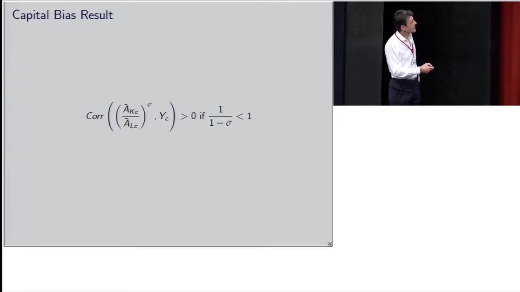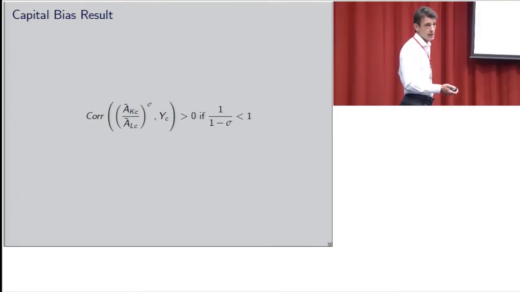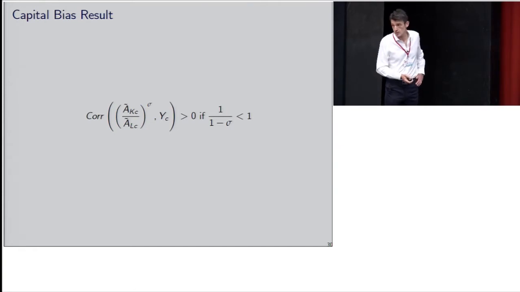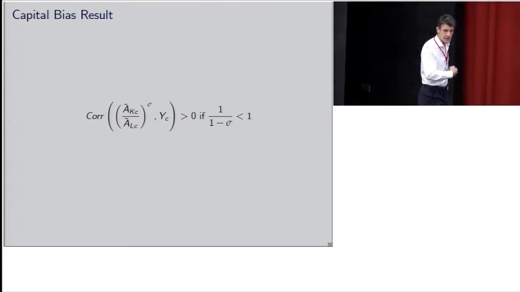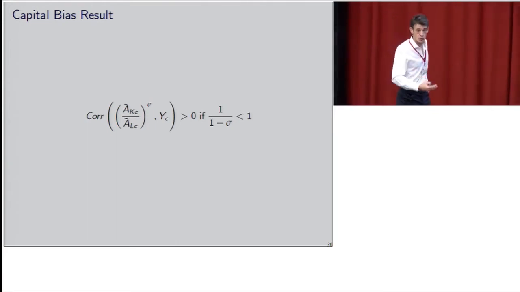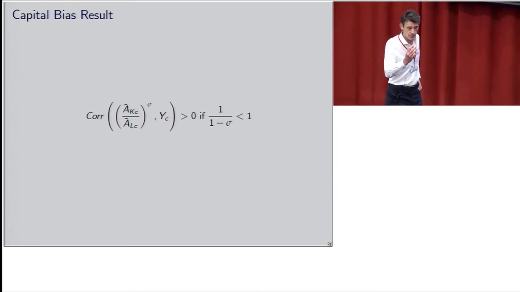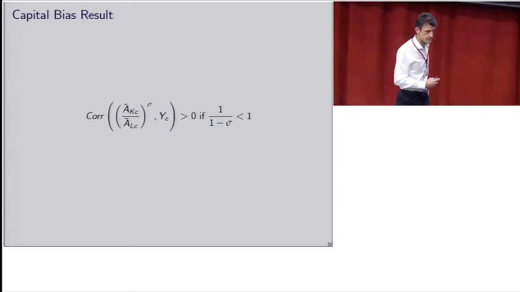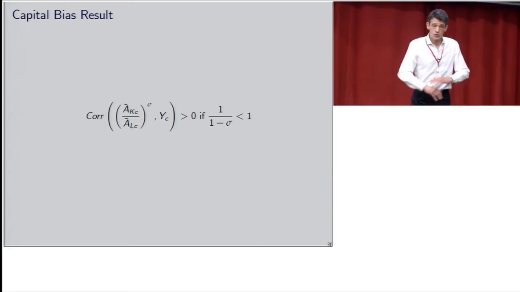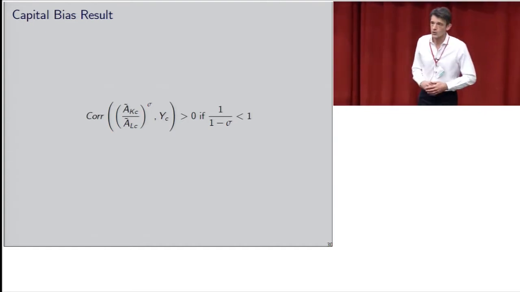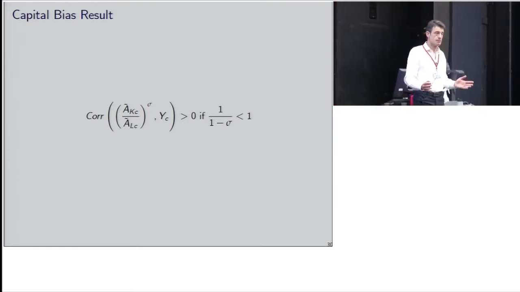So AK is decreasing with income, AL is increasing with income, and we know that the elasticity of substitution is less than 1. We know that, which means that sigma is less than 0. And so this thing here must be increasing. So that's the capital bias result. That's the fact that the factor bias, when you put capital in the denominator, is increasing in income per worker. Okay? So that's the overview of the empirical patterns.